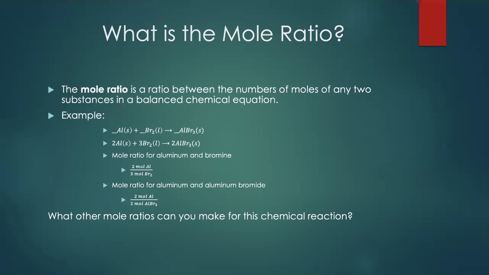So what other mole ratios can we make using this chemical reaction? That's correct, there's 4. Can anyone name them? You got some of them right. So we have bromine to aluminum, bromine to aluminum bromide, aluminum bromide to aluminum, and aluminum bromide to bromine. So you can go from reactants to products or products to reactants.